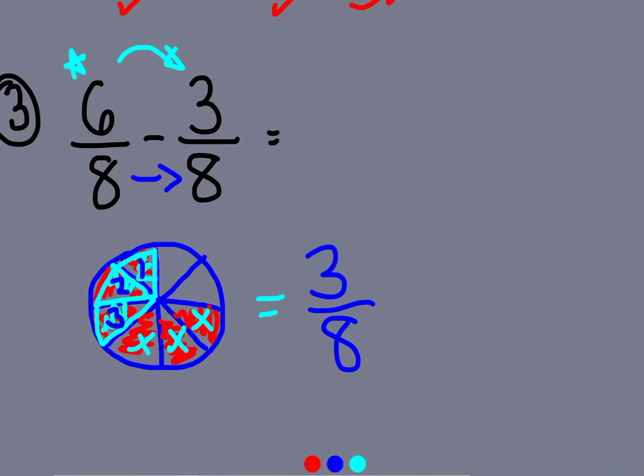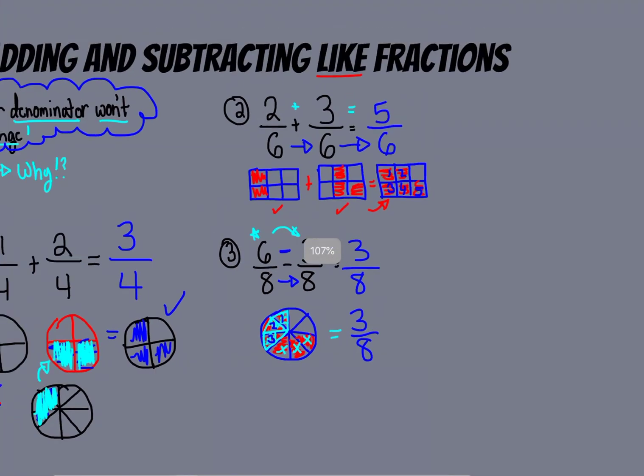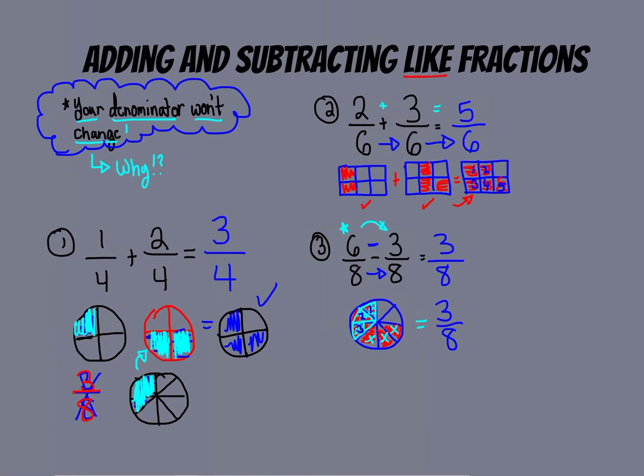Notice I start with an eighth, I subtract an eighth, I'm going to end with an eighth. The only thing I'm actually doing with my subtraction are my numerators. 6 minus 3 equals 3. So that's how you subtract like fractions, and that's why your denominator won't change. You're not changing the size of the slice, you're changing the amount of the slice.